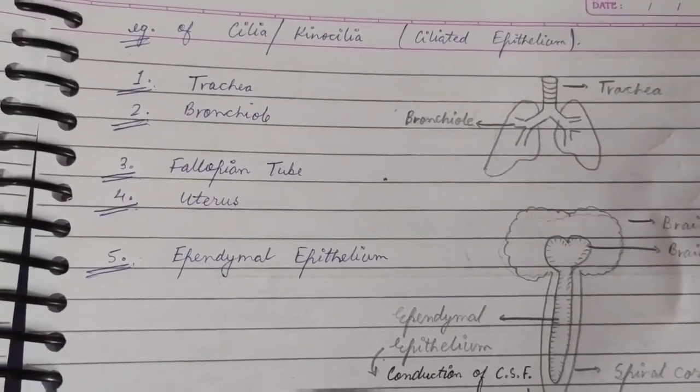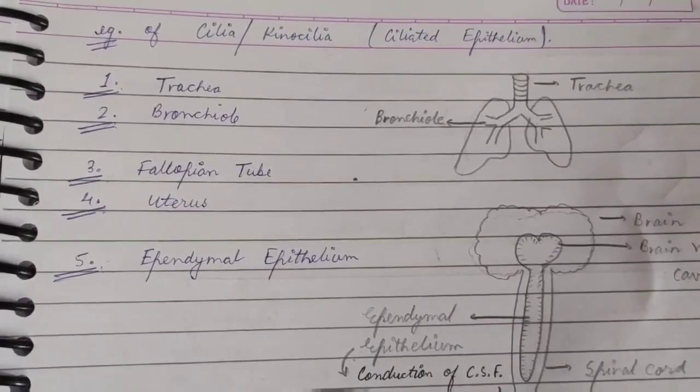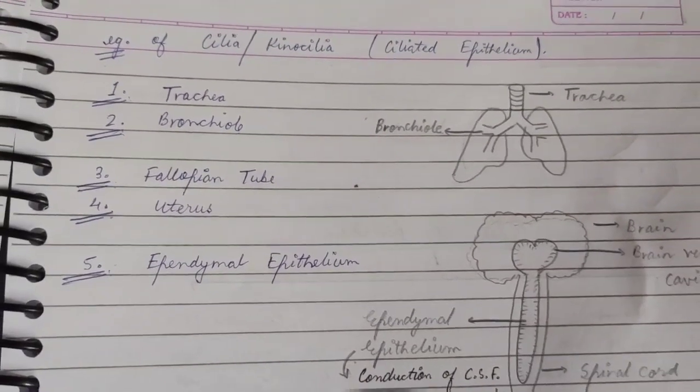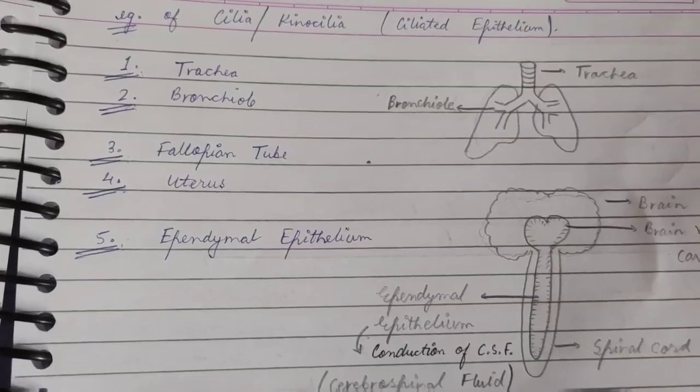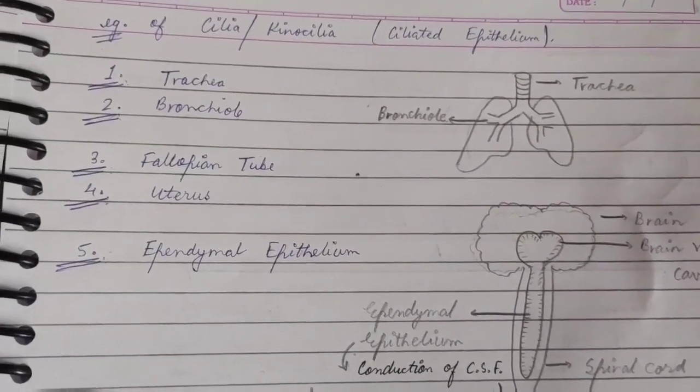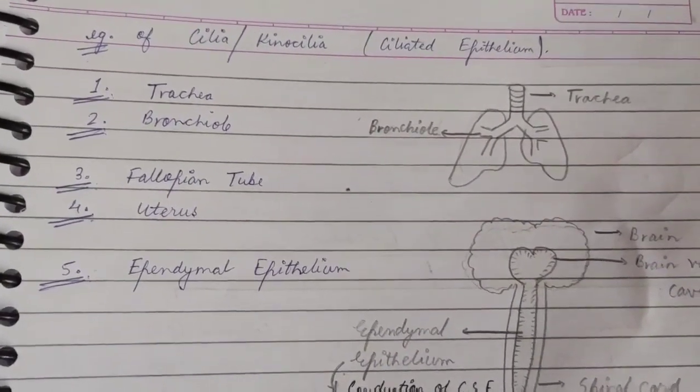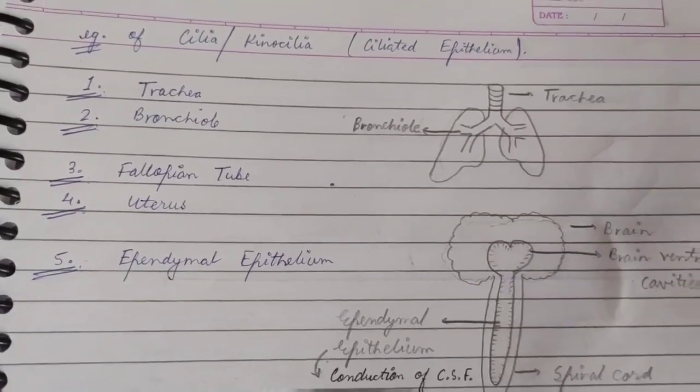The third and fourth examples are the fallopian tube and uterus. They are found in the female reproductive system. In the fallopian tube, it helps the egg to move forward. And in the uterus, it helps the sperm to move towards the egg.